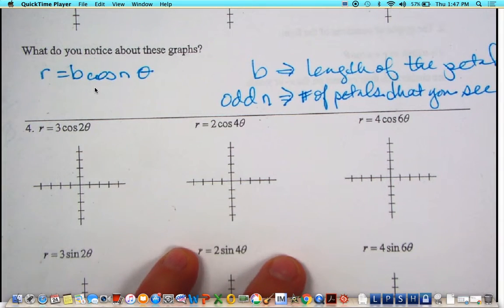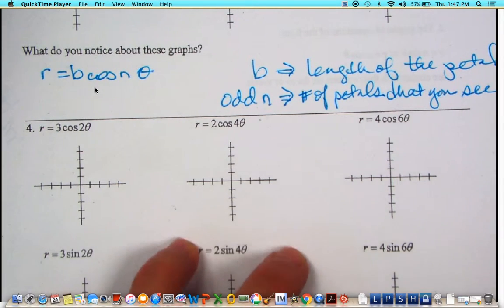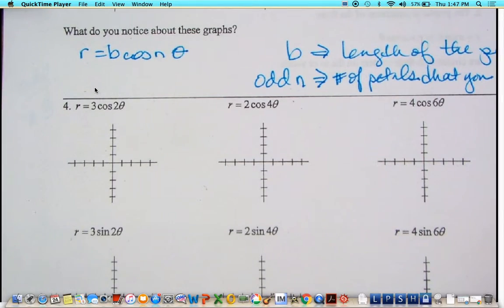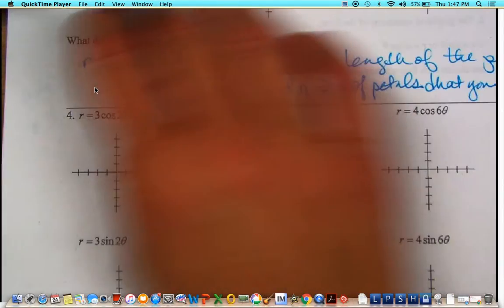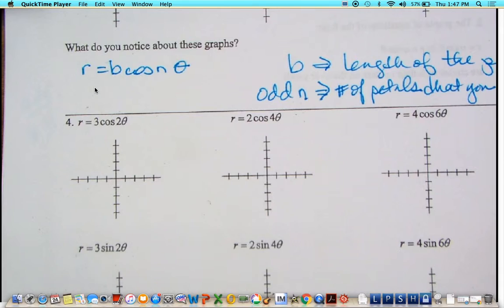That's from 0 to 2π. There are really 2n petals. I don't know if you guys remember that. They draw on top of themselves. So I'm going to let you go back. Y'all can fill these in.